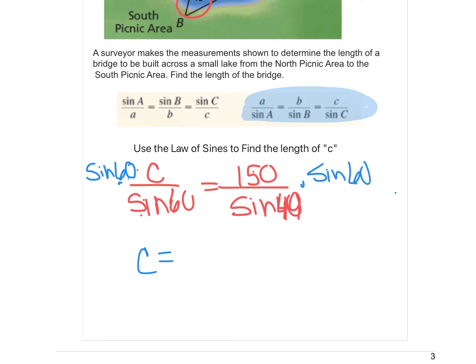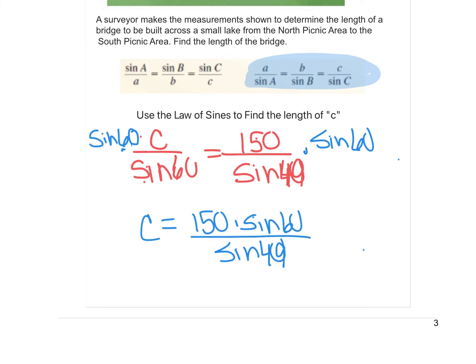Then in your calculator, you're going to have 150 times the sine of 60 divided by the sine of 40. Again, just be careful when you're putting that into your calculator to make sure you have the sine, everything in there, and you should end up at, the length of the bridge is going to be 172.1 meters.